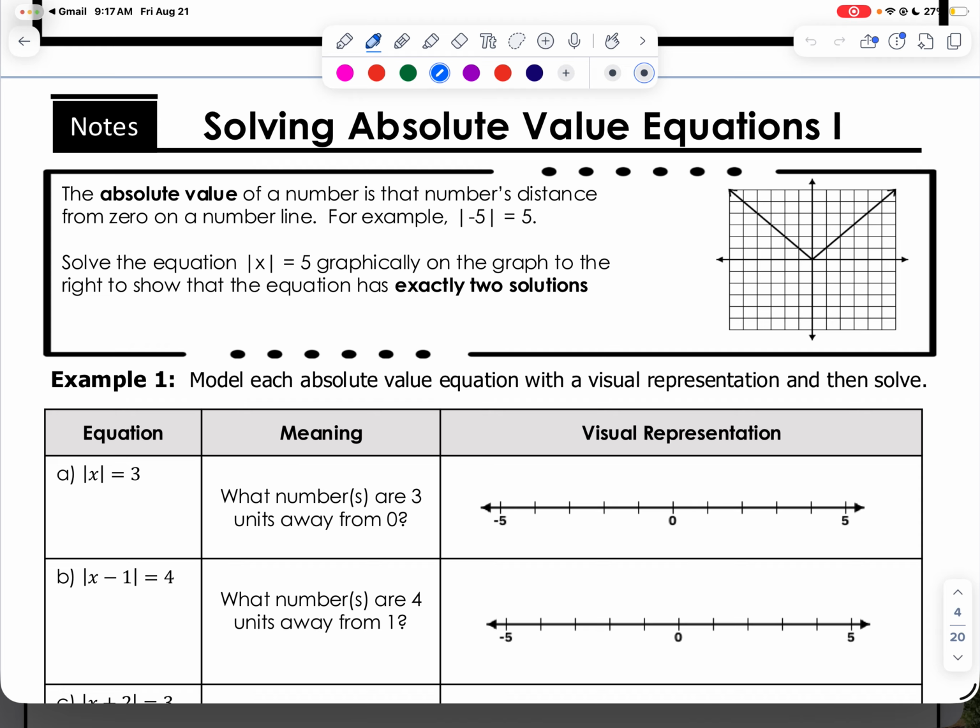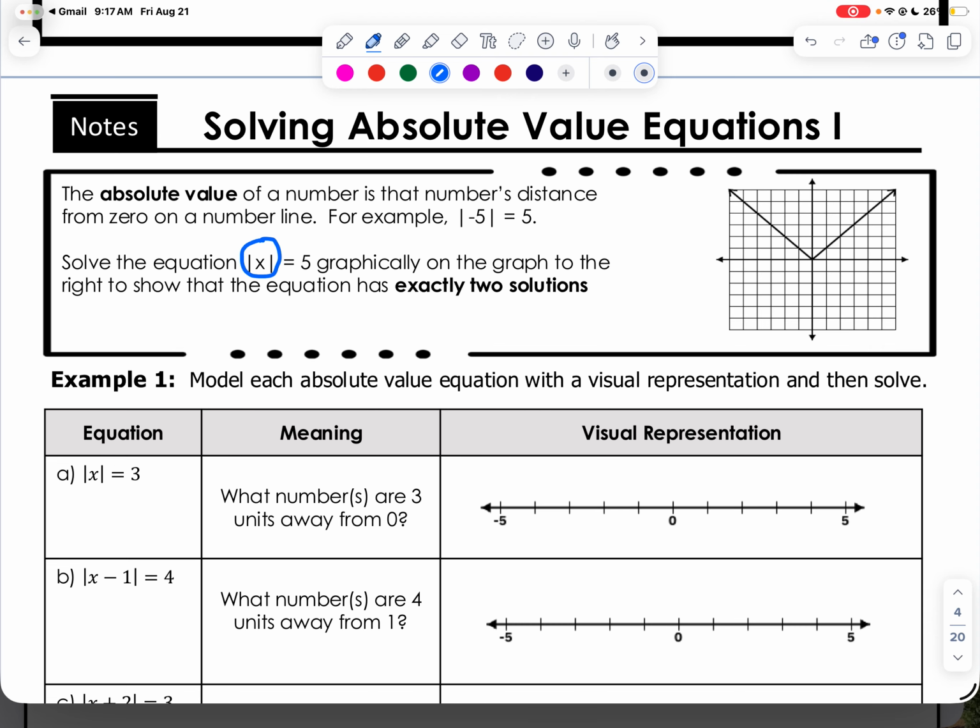So remember from previous grades that the absolute value of a number is that number's distance from zero on a number line. For example, the absolute value of negative 5 is 5 because negative 5 is 5 units from the number 0. Now, we can solve an absolute value equation like the absolute value of x equals 5 graphically. This is our absolute value parent function, absolute value of x, which is just a V-shaped graph going through 0, 0.